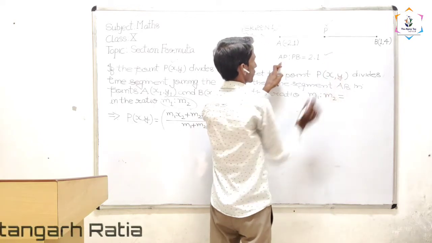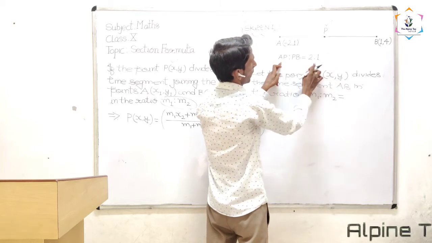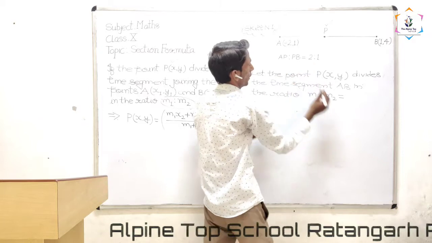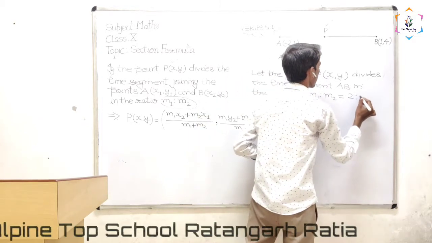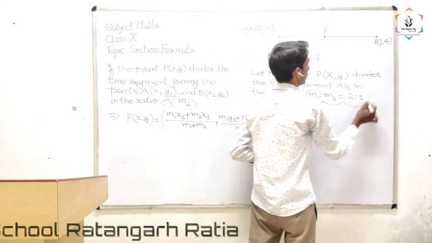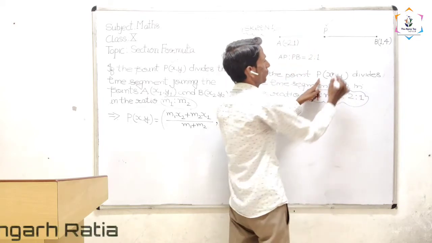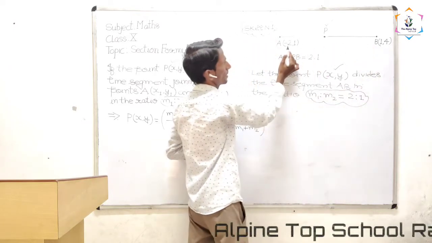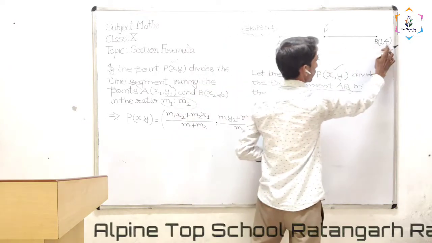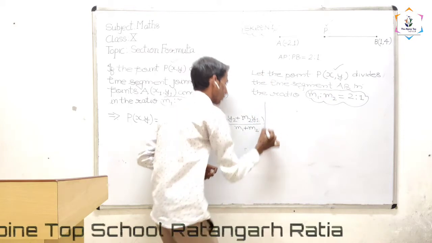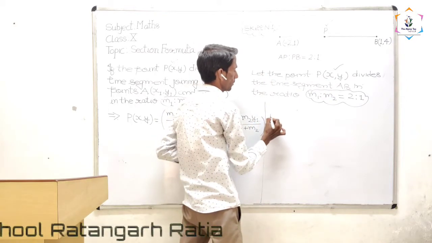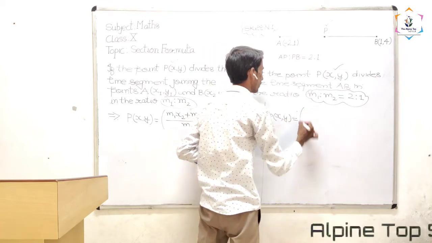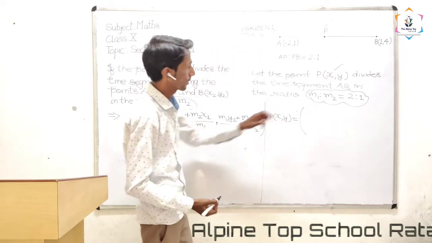This you have been given in the question. It means AP to PB ratio is known as M1 and M2. It means 2:1 is here. We have got the ratio here. We have to find the coordinates of point P and endpoints we have been given. This is x1 y1 and this is x2 y2. Now let's start and implement the section formula here. We have to find the coordinates of point P.